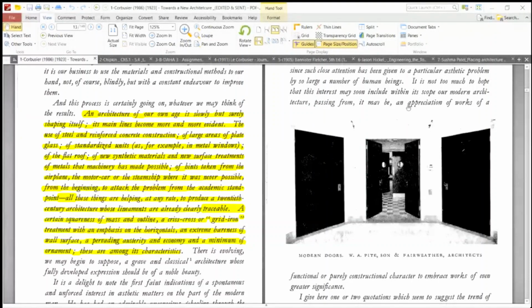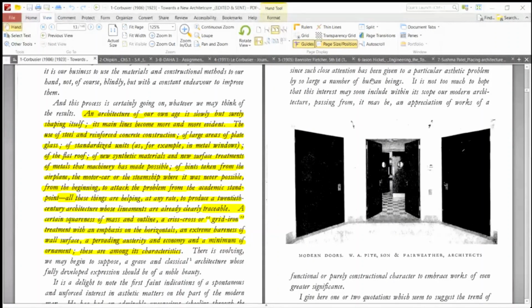All these things are helping at any rate to produce a 20th century architecture whose lineaments are already clearly traceable, a certain squareness of mass and outline, right? So things now have to look orthogonal, clean lines, straight lines, a crisscross of gridiron treatment with an emphasis on the horizontal and extreme bareness of wall surface, a pervading austerity and economy, and a minimum of ornament. These are all among its characteristics. What he means is going to become more and more evident, right?